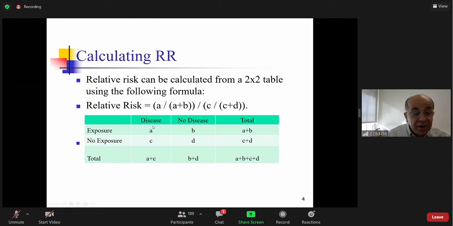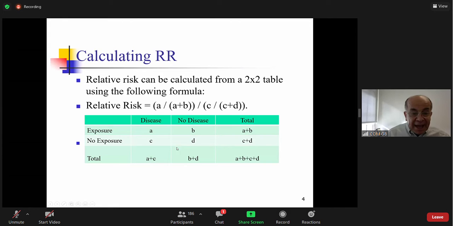So what's A? A is number of people who got the disease and they have no mask. What is D? Is number of people who did not have the disease, but they were wearing masks. So you can interpret this A, B, C, and D from this 2 by 2 table.